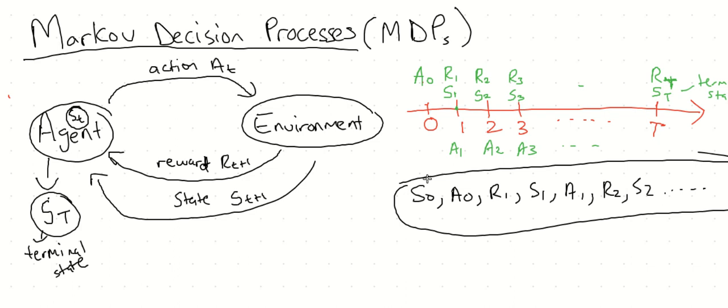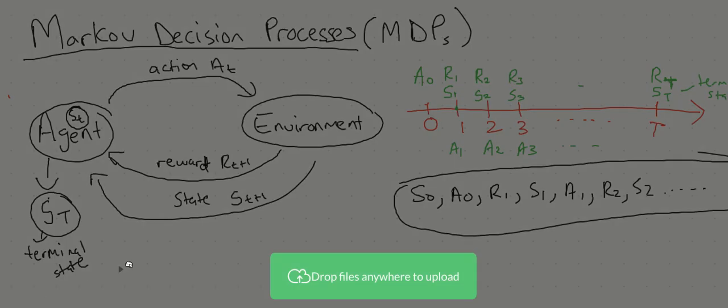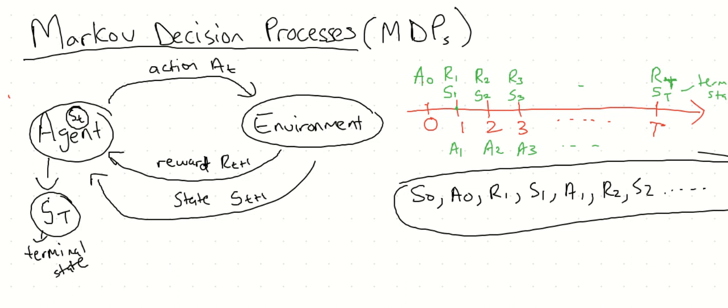Now all of these things are going to happen with some probability. It's not guaranteed that each action will lead you to the same state every time. Sometimes you take an action, it leads you to a state with a certain probability and another state with a certain probability, right? So let's look at what I mean by this.